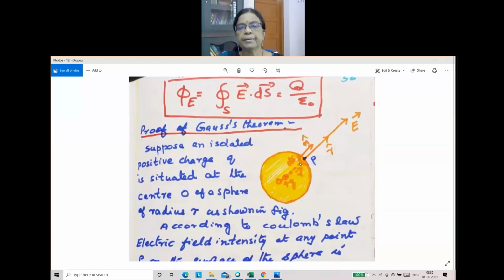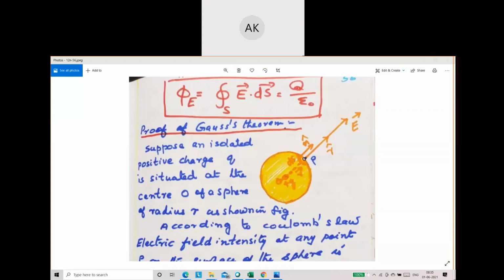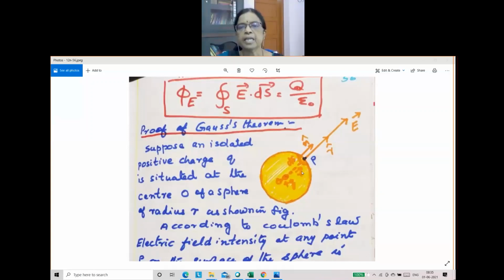What is the area? How much area did we consider? dS, dS is the area. What is the electric field intensity at this point P?